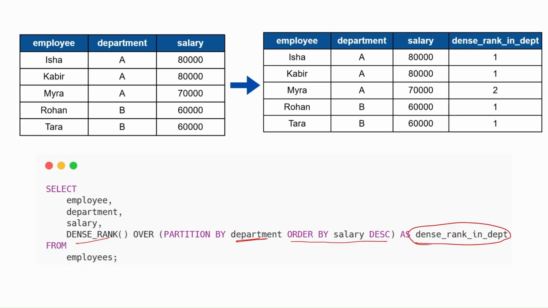Okay, so let's just wrap it up with a quick comparison between row number, rank and dense rank. So in summary, row number does not handle ties and does not skip the rank, while rank gives the same rank to the ties and it also skips the rank. But dense rank gives the same rank to the ties and does not skip the rank. So you can use row number when you need unique positions, and you can use rank or dense rank when ties matter.